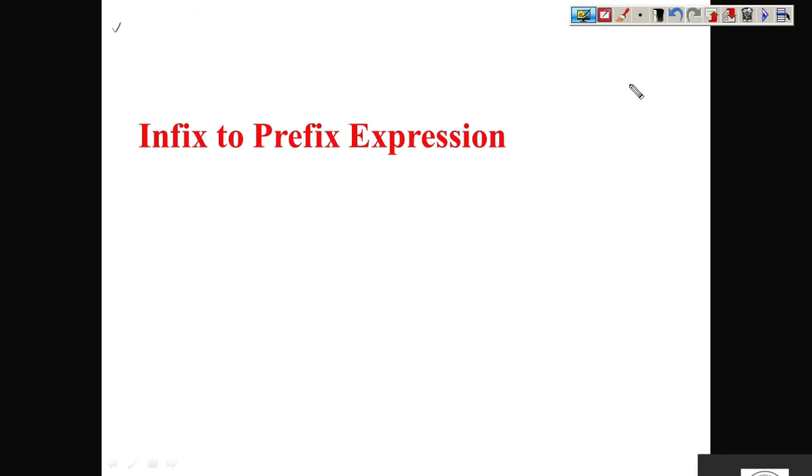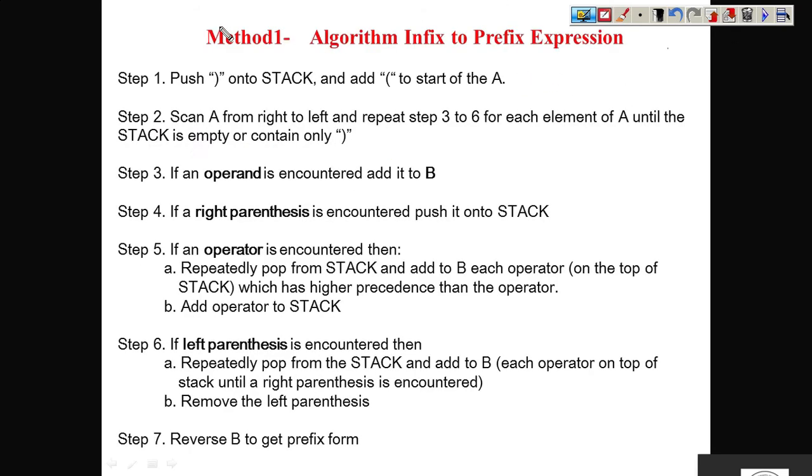So let's see the algorithm. For converting infix to prefix, we have two methods to achieve this. We'll see one by one. This is the first method. As we have already discussed the algorithm for converting infix to postfix, the algorithm for converting infix to prefix is also very similar to postfix. Only we need to take care of a few things that I am going to tell you.